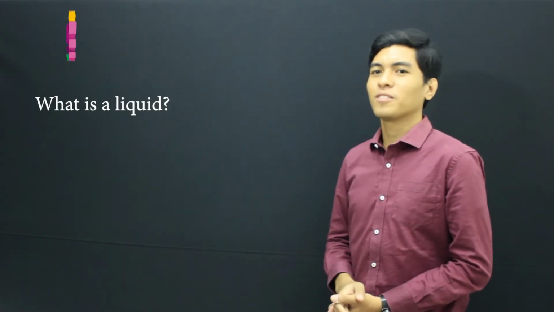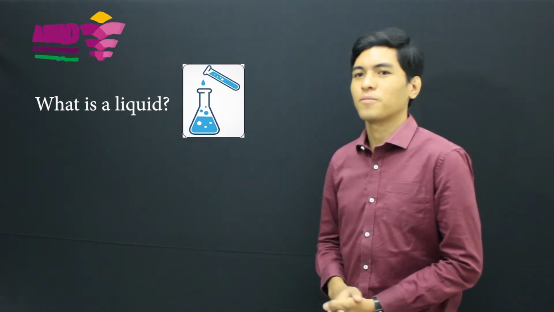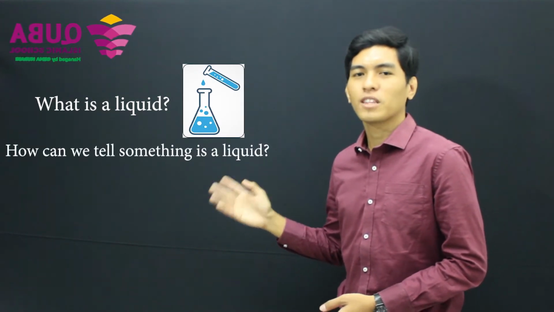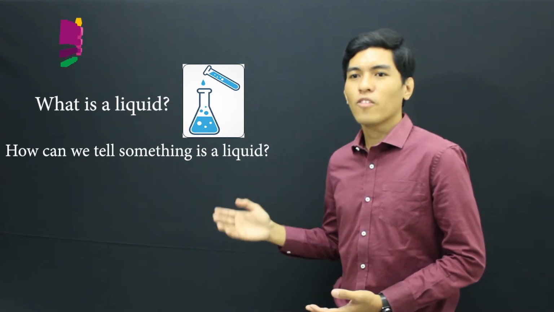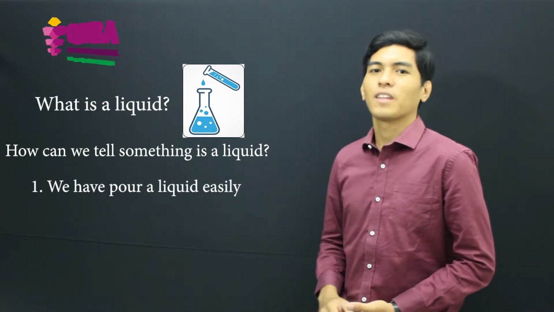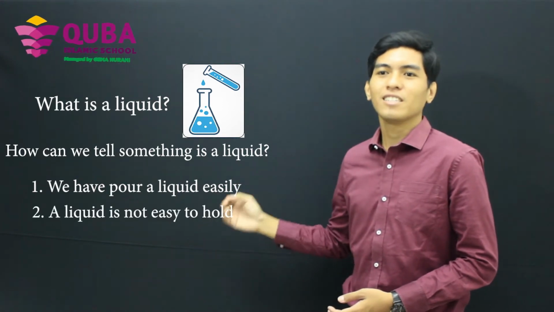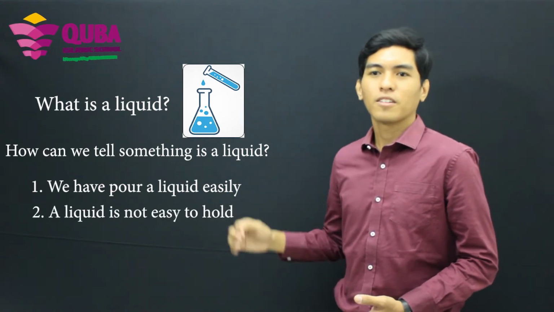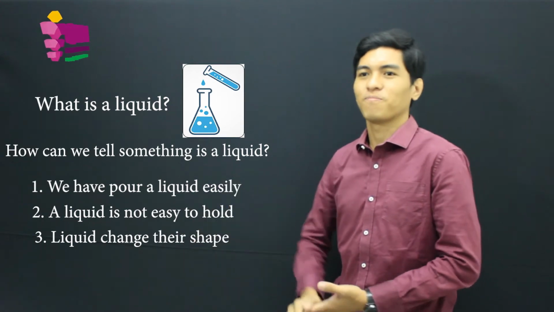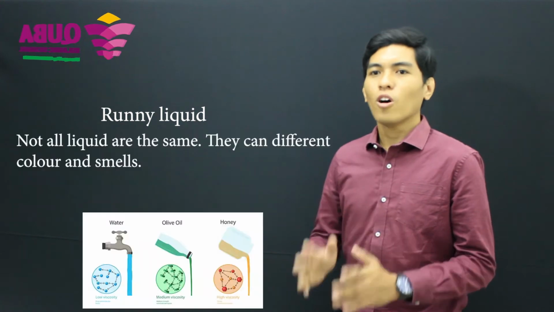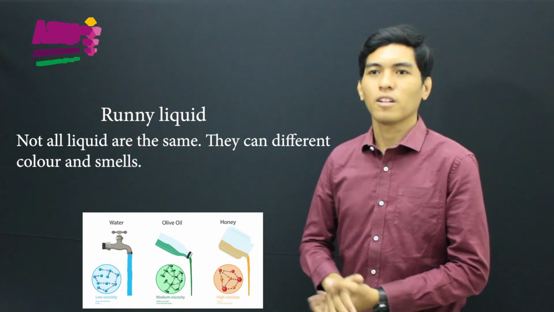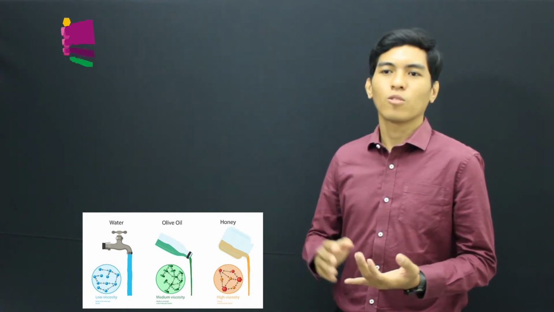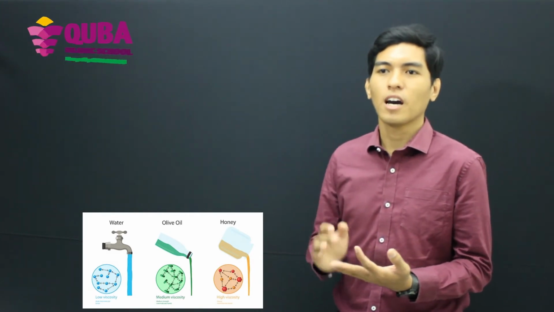And what is a liquid? Look at the picture. How can we tell something is a liquid? We know that we can pour a liquid easily. A liquid is not easy to hold, and liquids change their shape. So liquids are not all the same. They can be different colors and smells, for example, water, olive oil, and honey.